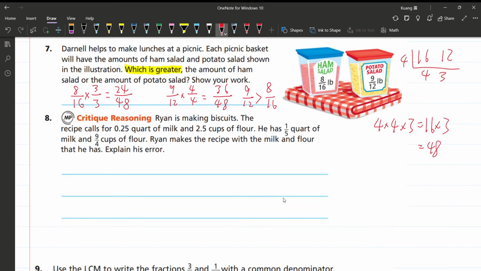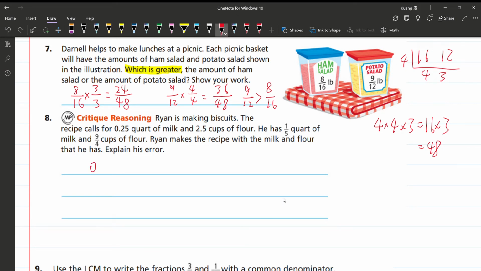Okay, question number 8. Ryan is making biscuits. The recipe calls for 0.25 quart of milk and 2.5 cups of flour. He has 1/5 quart of milk and 9 over 4 cups of flour. Ryan makes the recipe with the milk and flour that he has. Explain his error. Okay, first, the ratio of the recipe, milk to flour.